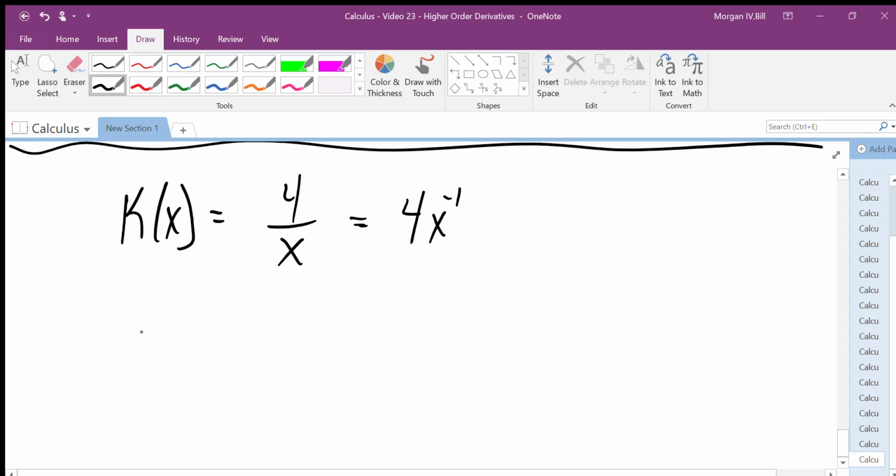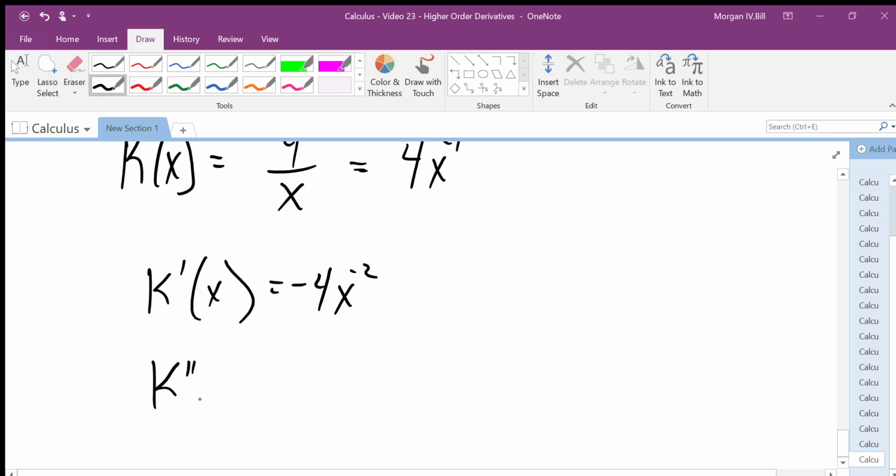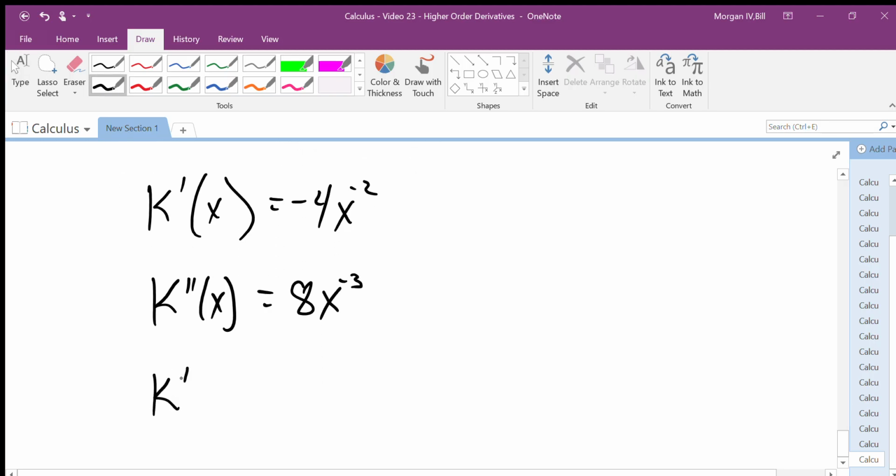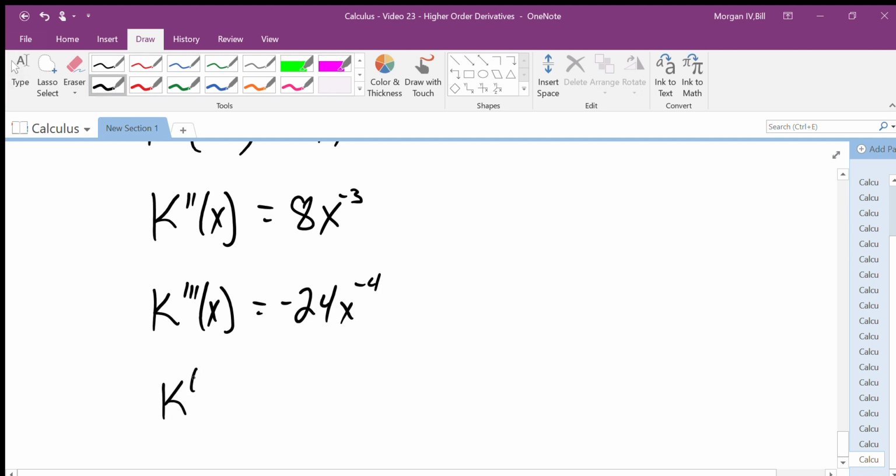All right, so let's go back to the original notation, just to kind of use both. K prime of x will bring the negative 1 down, so that's negative 4x to the negative 2. K double prime of x, negative 4 times negative 2 is positive 8x to the negative 3. Third derivative, negative 24x to the negative 4. And the fourth derivative, 24 times 4, was that 96, I believe? 96x to the negative 5.